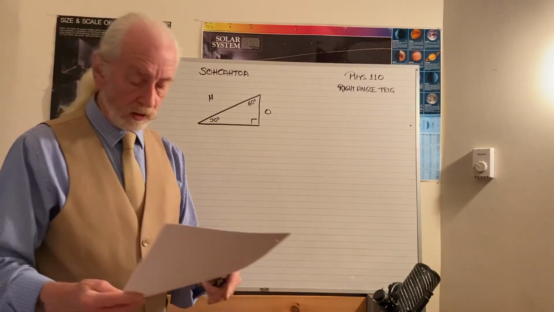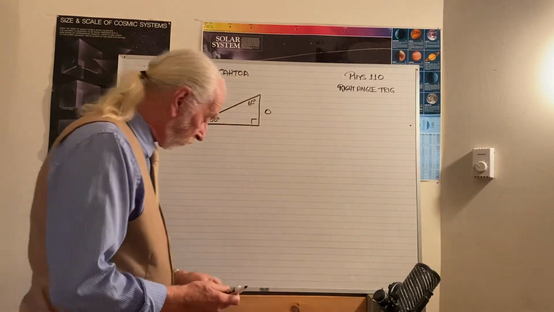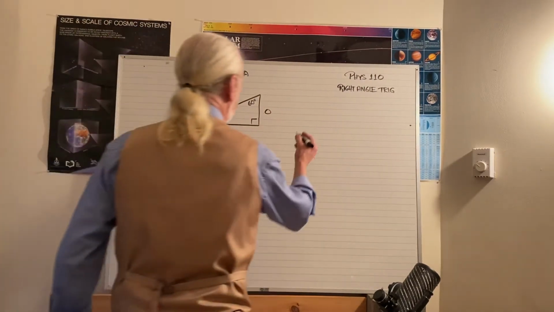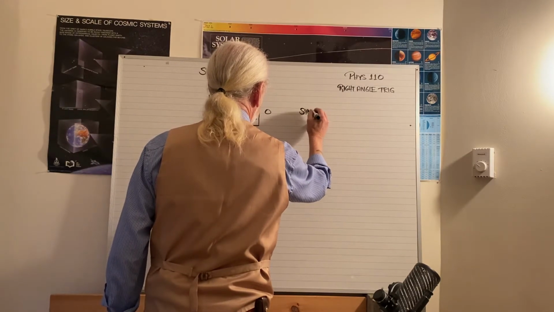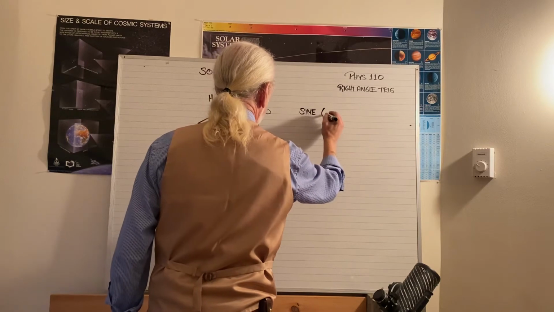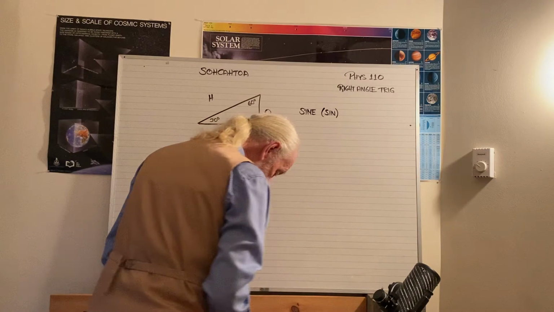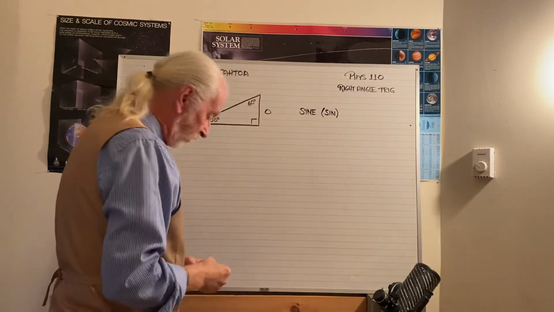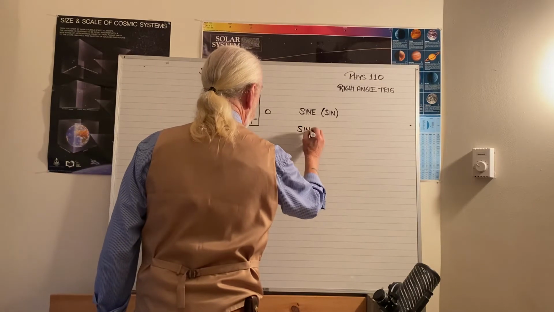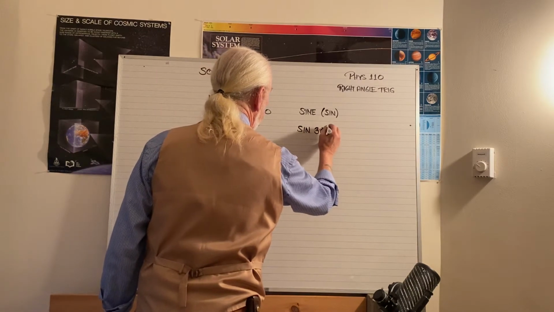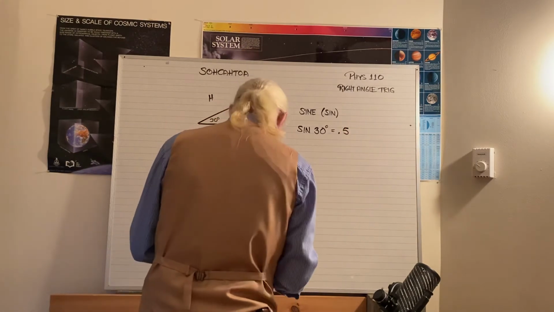In right-angle trigonometry, this ratio is called the sine of the angle, abbreviated SIN. Thus, we can state that the sine of 30 degrees equals 0.5.